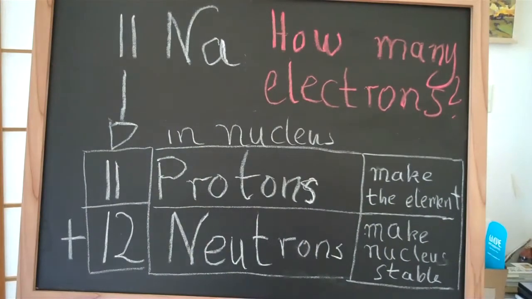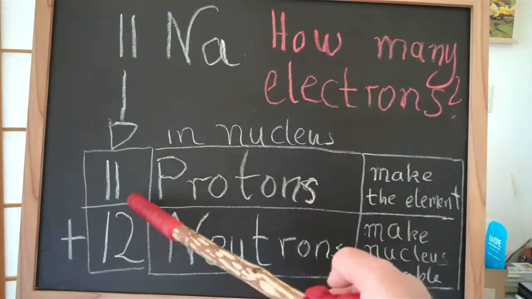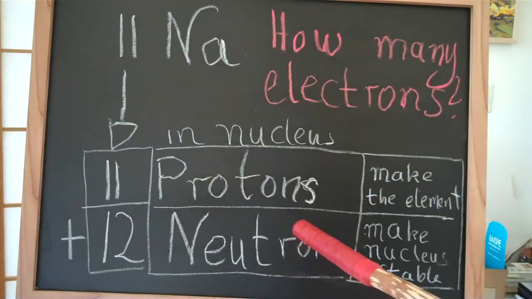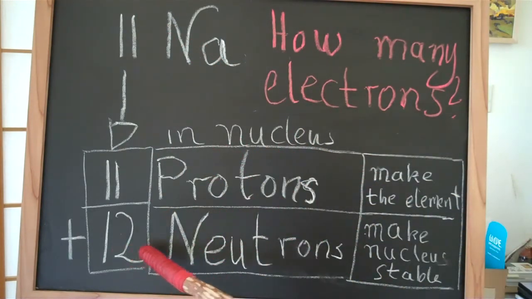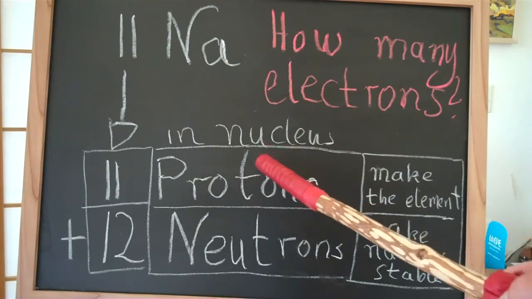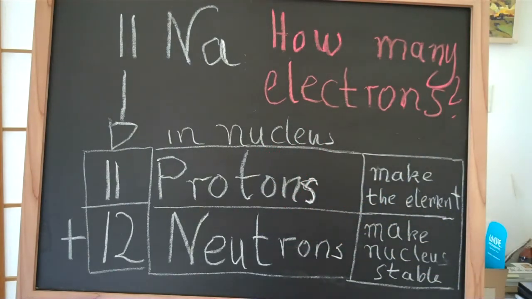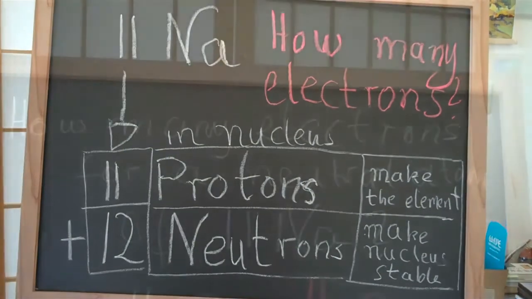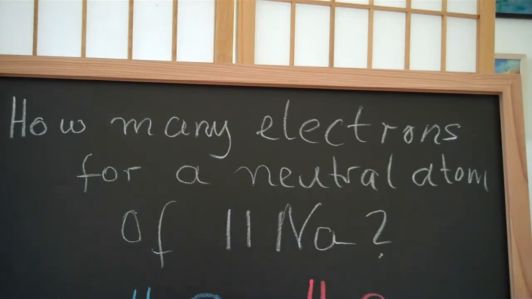Sodium has 11 protons because the protons make the element. So that's the same as the atomic number. And it has 12 neutrons to make its nucleus stable. And we know that protons and neutrons are subatomic particles that you find in the nucleus of an atom.